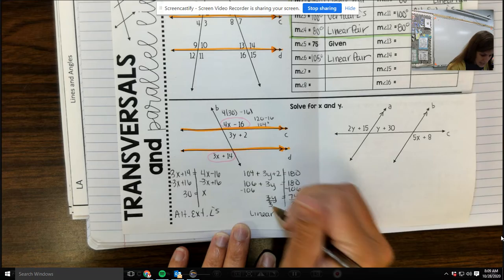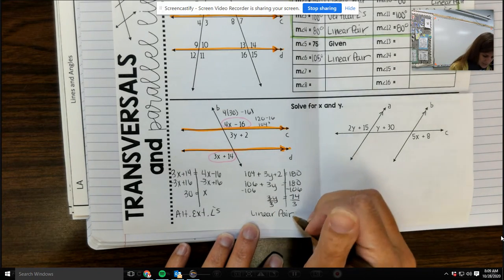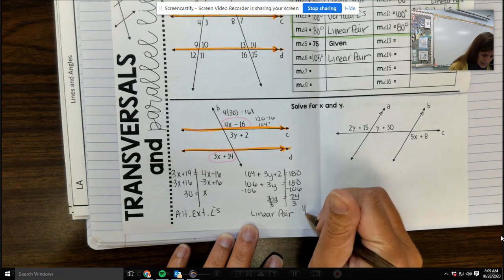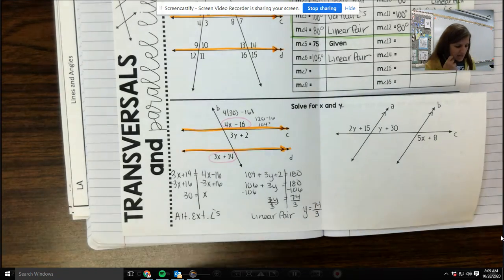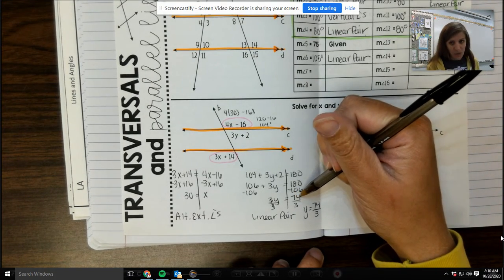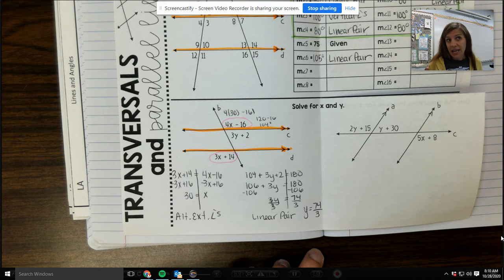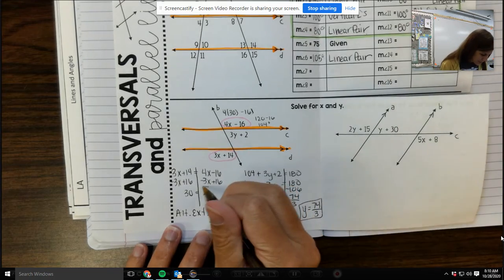Oh, that sure isn't. That's annoying. I'm just going to leave it as a fraction. Y equals 74 over 3. I can tell that it's not going to go evenly because if you add up the digits, 7 and 4, that's 11. And 3 doesn't go into 11, so 3 won't go into 74. So I'm just going to leave it as a fraction. Fractions are fun.